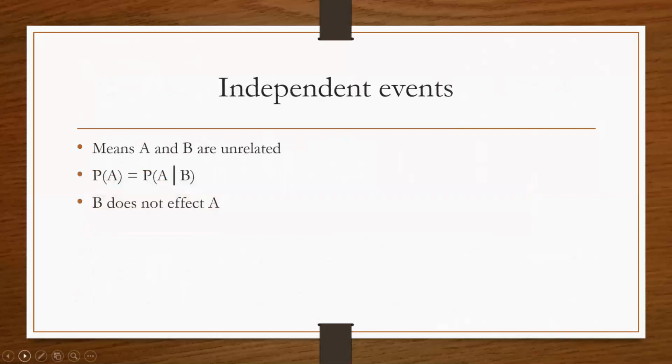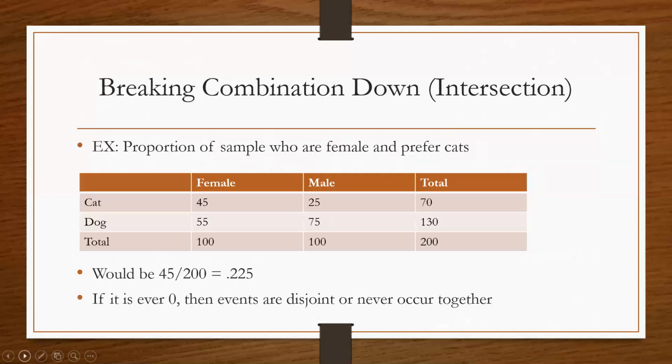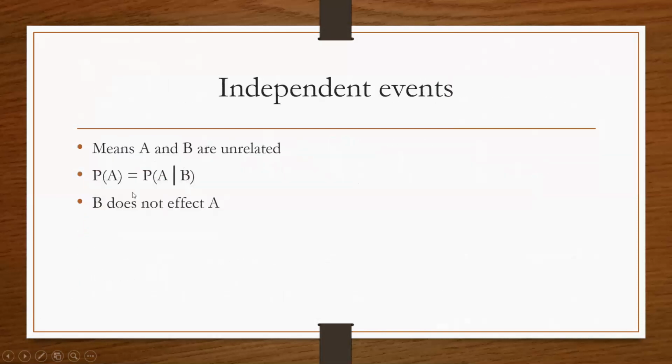So just something to spring off that: independent events means that A and B are completely unrelated. So it happens when the probability of A is the same as the probability of A given B. So it's basically saying that exact same thing: B does not have any effect on A.